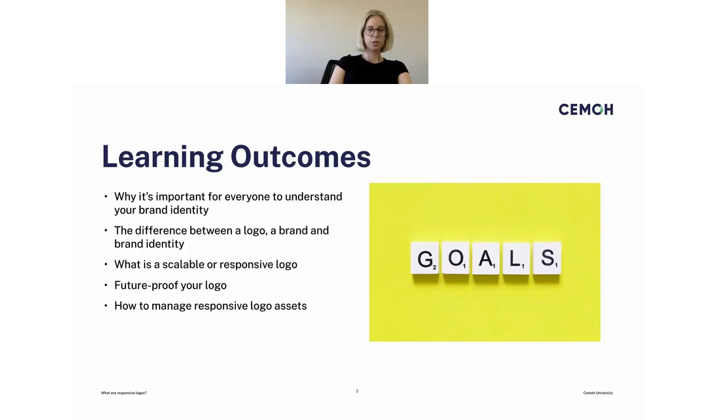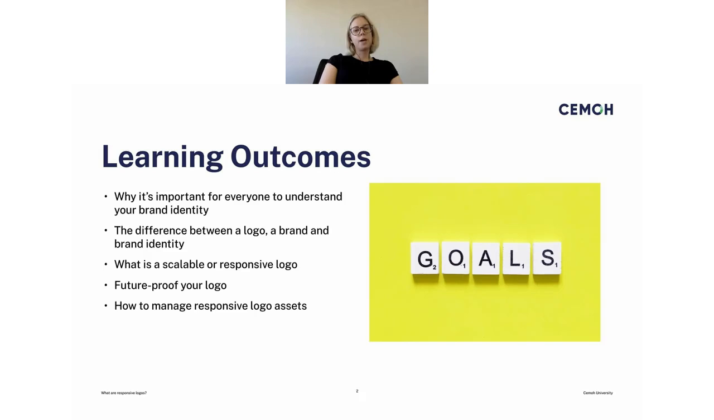Actually, let's just jump into what we want to achieve overall with this session. I do want to kick off with letting everyone know about the differences between logo and brand identity, and why it's important for everyone to understand these things, and why it's important for everybody in your business to understand what brand identity is and what part they play in that. And then we want to jump in a little bit to talk more in depth about scalable or responsive logos.